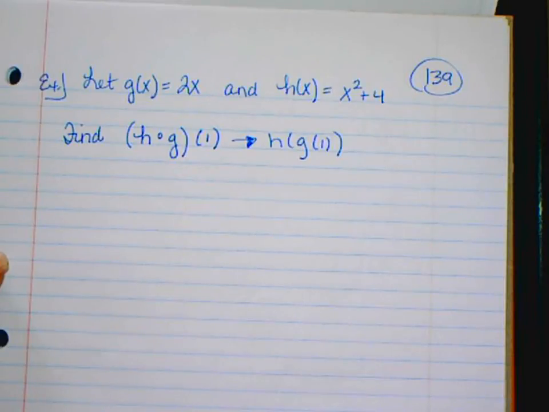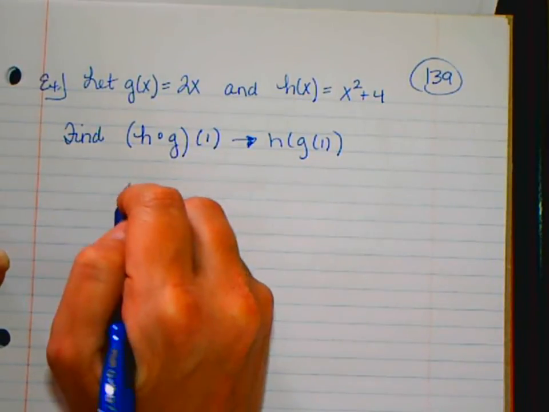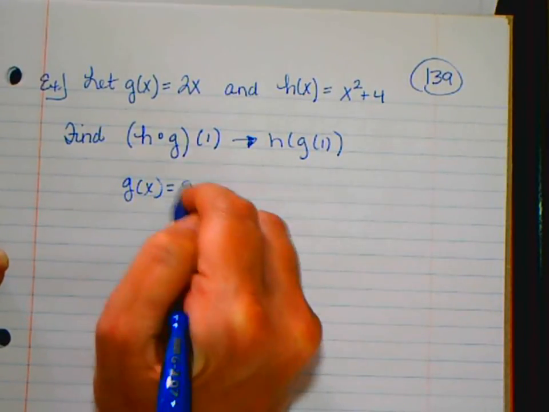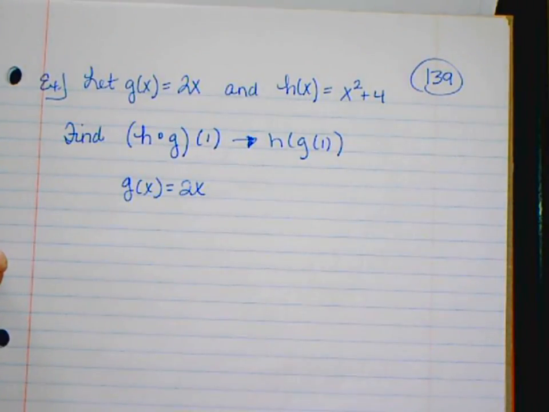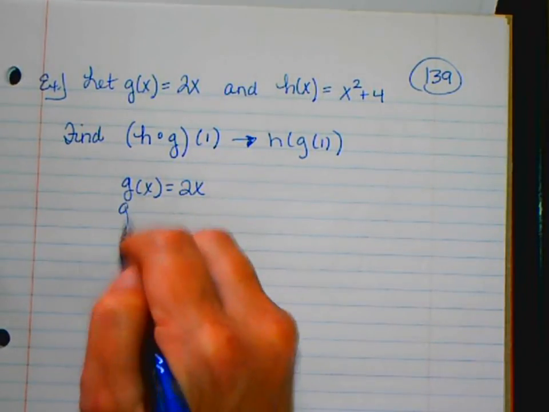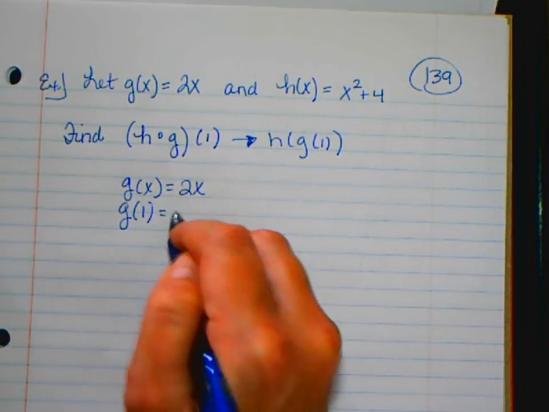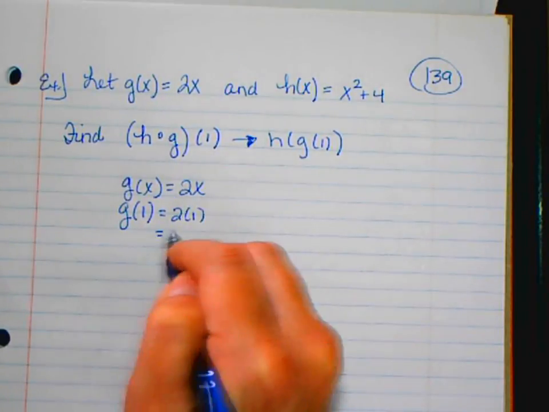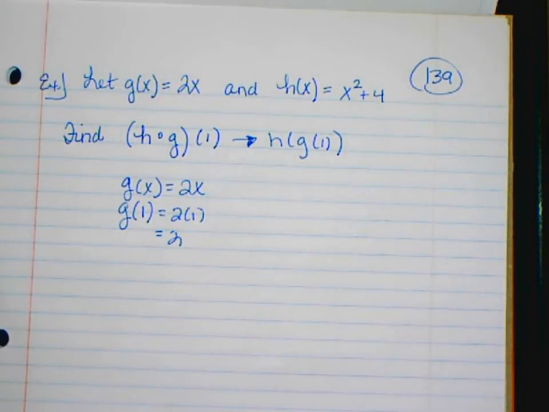So, what function am I starting with? G, like I just said, right? So function g is g of x equals 2x. And what's going to be my input or my domain? 1, whatever the question tells me. So I'm going to evaluate function g when x equals 1. That was pretty tough, wasn't it?